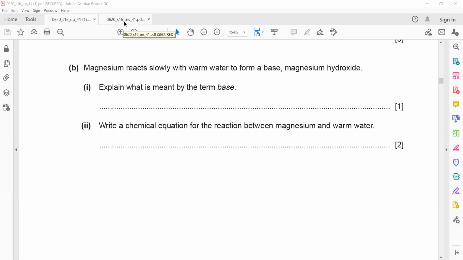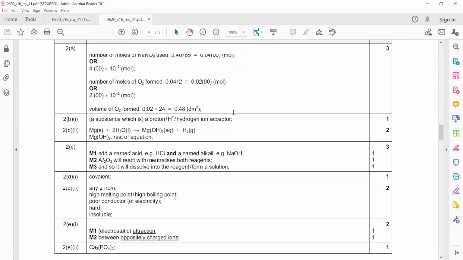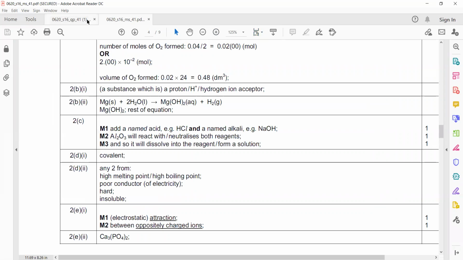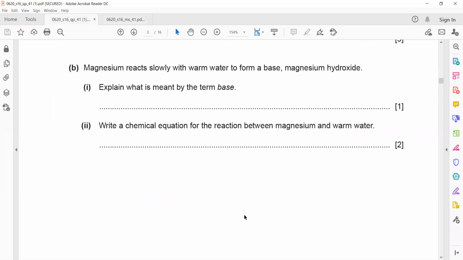Definition of a base. Definition of acid, the general definition of acid. Acids are proton donors.